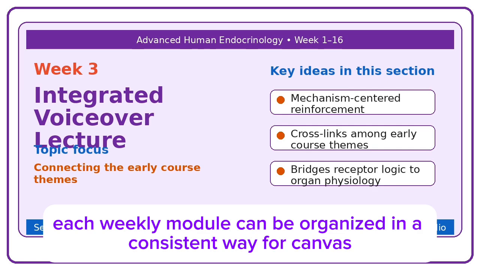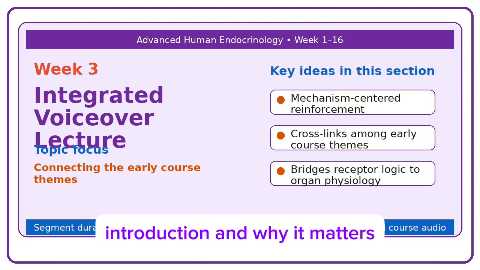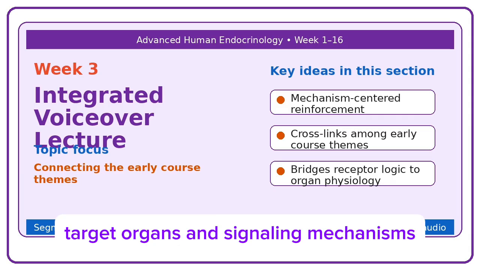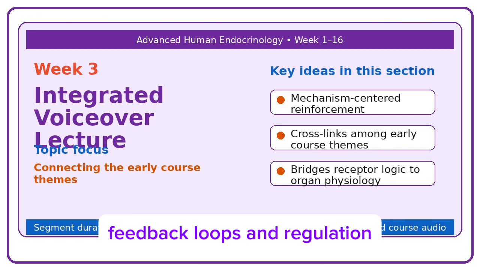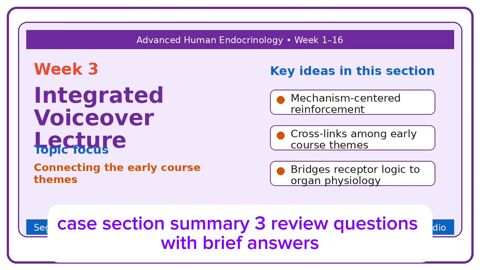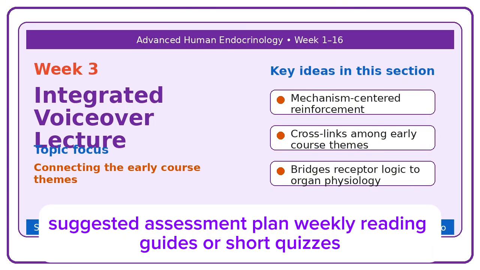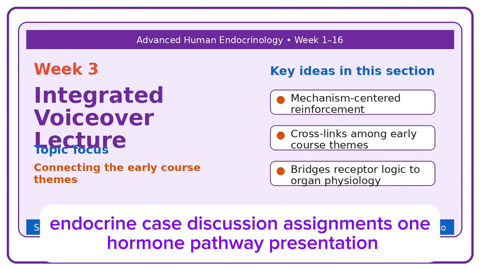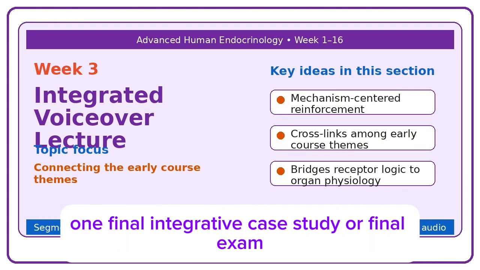Suggested weekly module structure. Each weekly module can be organized in a consistent way for Canvas. Module title, essential question, introduction, and why it matters. Core concepts from Williams, key hormones and source tissues, target organs and signaling mechanisms, feedback loops and regulation, clinical connection or disease case. Section summary, 3 review questions with brief answers. Suggested assessment plan: weekly reading guides or short quizzes, 3 midterm quizzes or exams, endocrine case discussion assignments, 1 hormone pathway presentation, 1 final integrative case study or final exam.